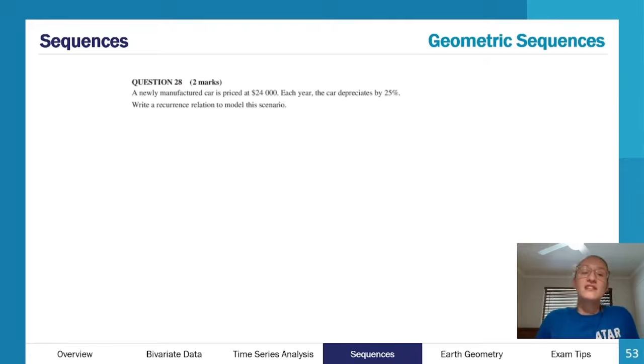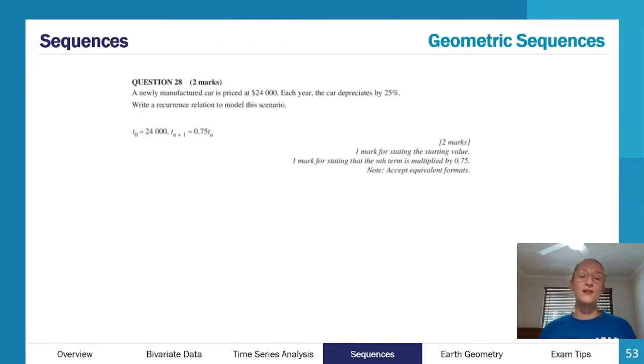So a geometric sequence example: a newly manufactured car is priced at $24,000. Each year, the car depreciates by 25%. Write a recurrence relation to model this scenario.